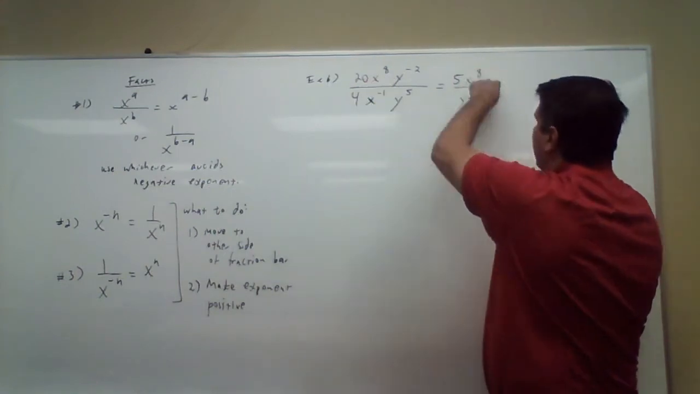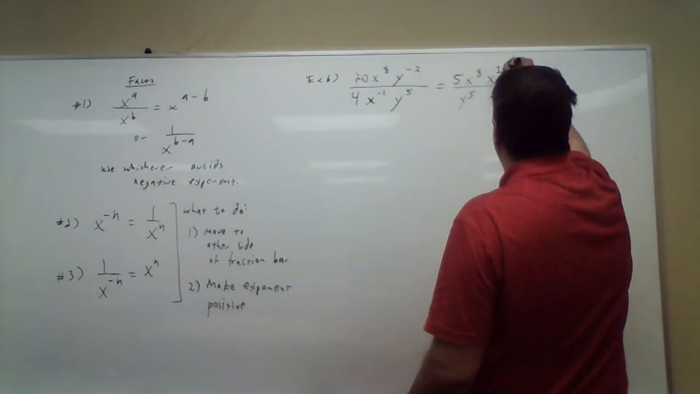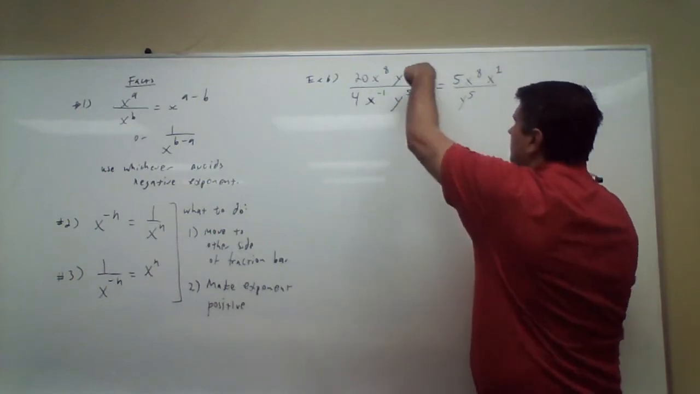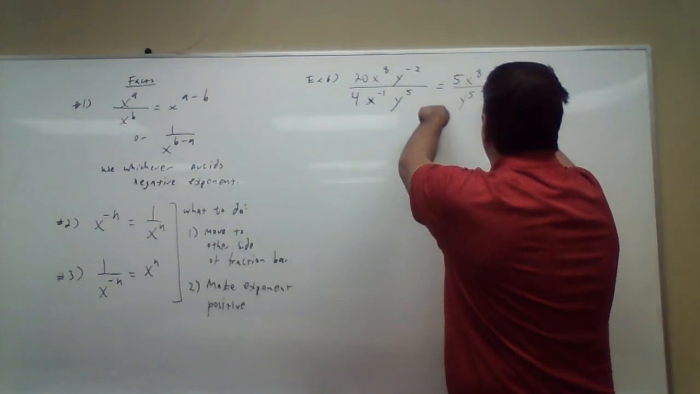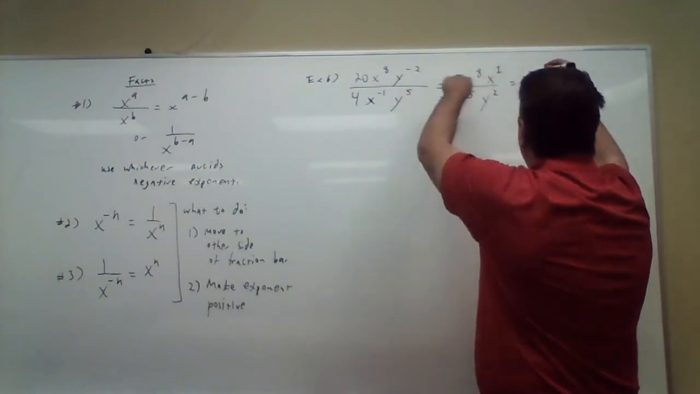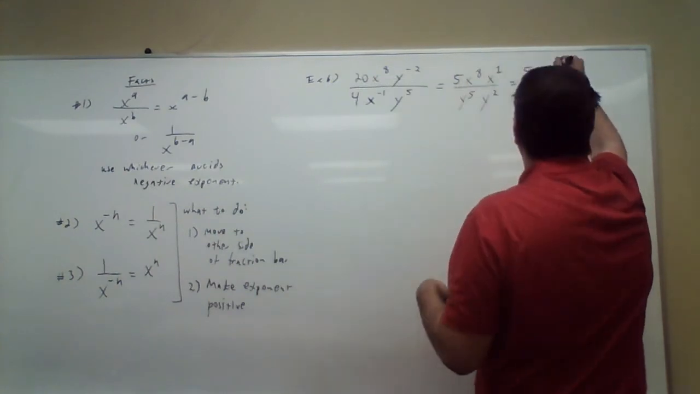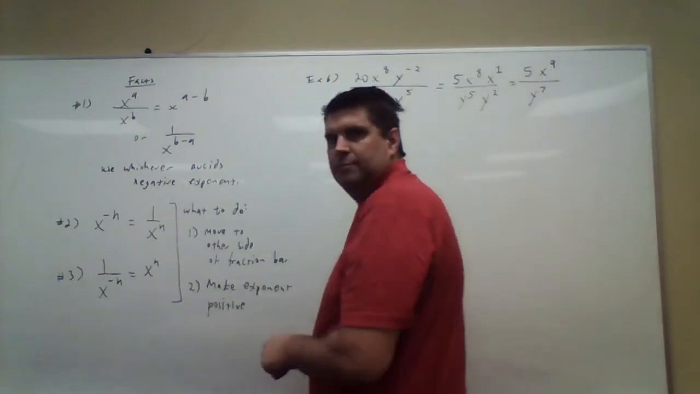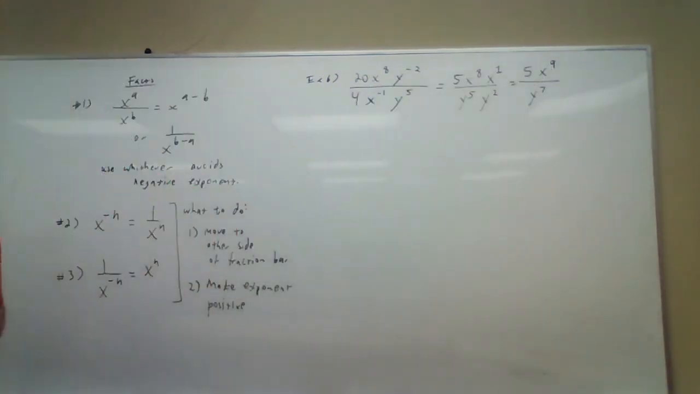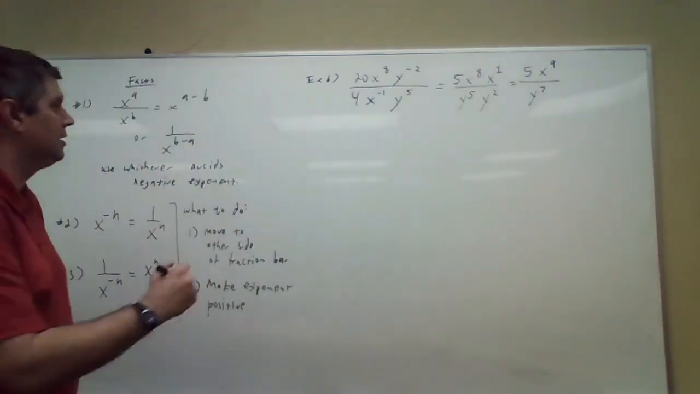This is going to go up to the top and become positive x to the 1st. And this y to the -2nd is going to go to the bottom. So I'm going to now multiply these. This will be 5x to the 9th. This is going to be y to the 7th. Okay? You will have situations like that.